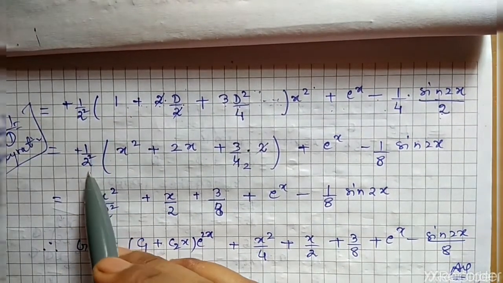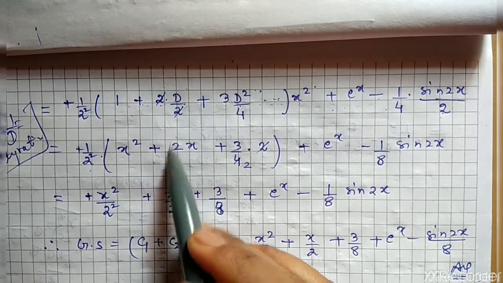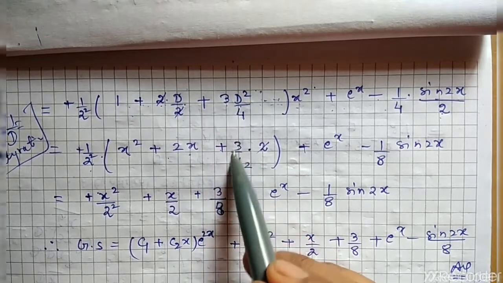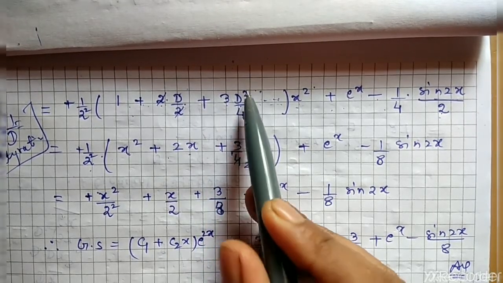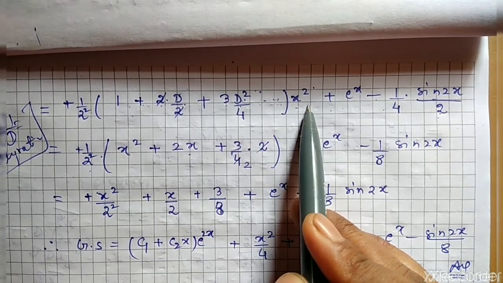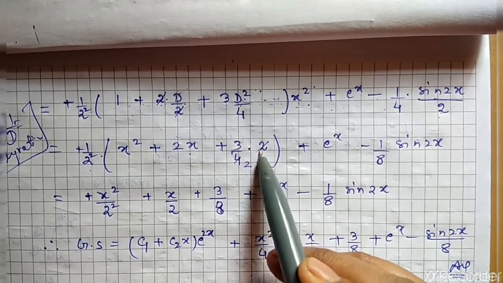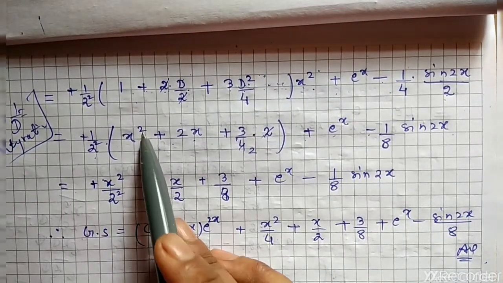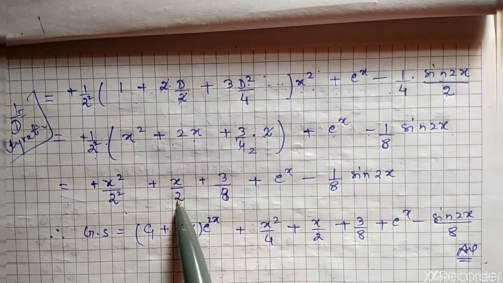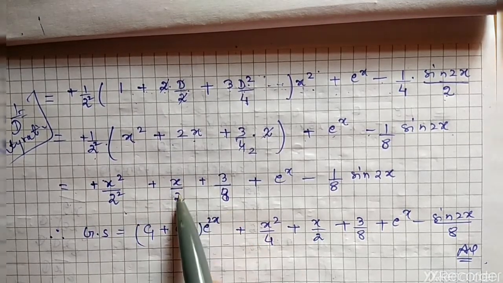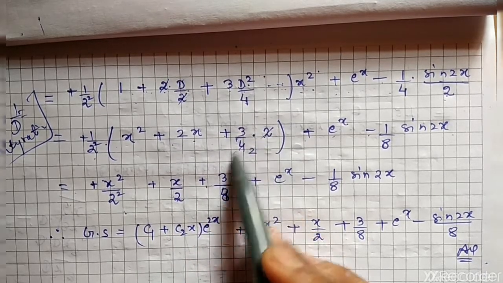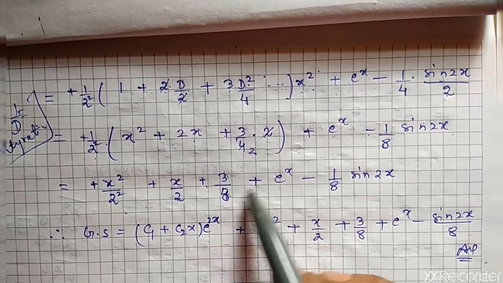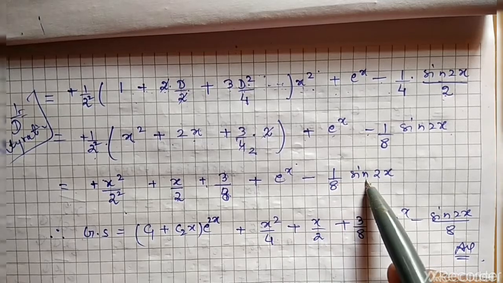So we have the value 1 by 2², x², and the 2 getting cancelled. D of x² means 2x, only one time differentiation, plus 3 by 4, D² means 2 times differentiation. While differentiating x² two times, we are left with only 2. So I have written 2 plus e^x minus 1 by 8 sin 2x. Now this will become x² divided by 2² plus 2x divided by 2², so the 2 is getting cancelled, and we are left with x by 2, plus 3 by 8 from 2 and 2 getting 2², 8. So we have written 3 by 8 plus e^x minus 1 by 8 sin 2x.